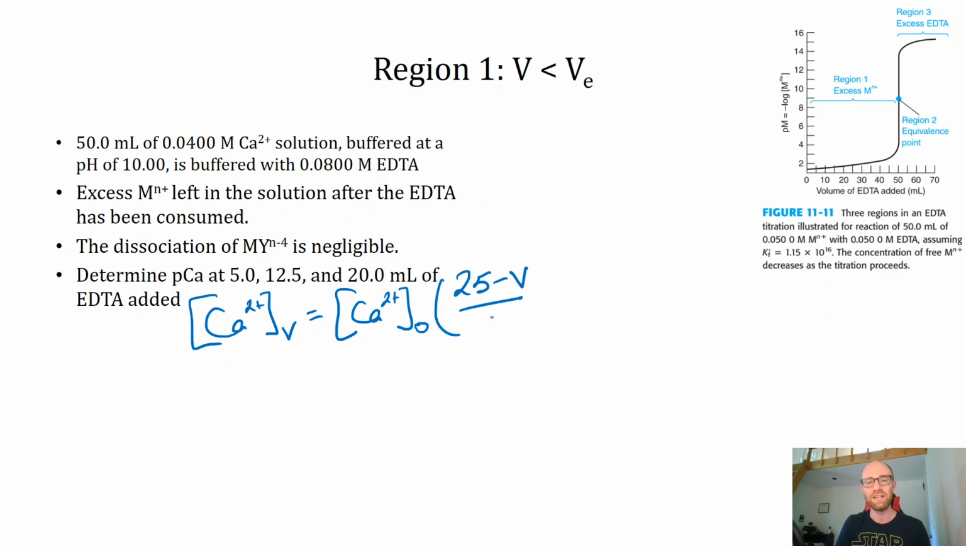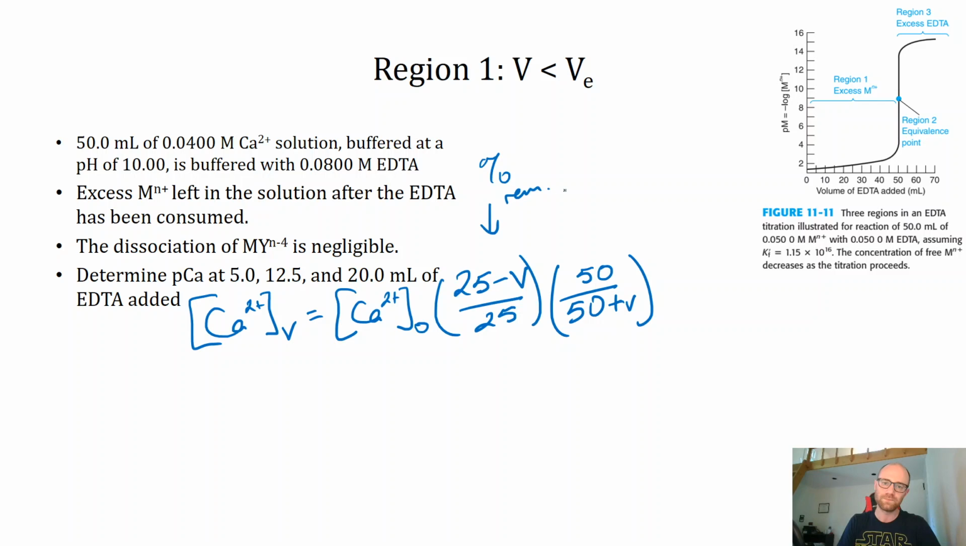The calcium ion concentration at any given volume is equal to the initial calcium ion concentration times 25 minus V over 25, times 50 over 50 plus V. And the reason we're writing it this way is that this is going to be our percent remaining, and this is going to be our dilution factor.